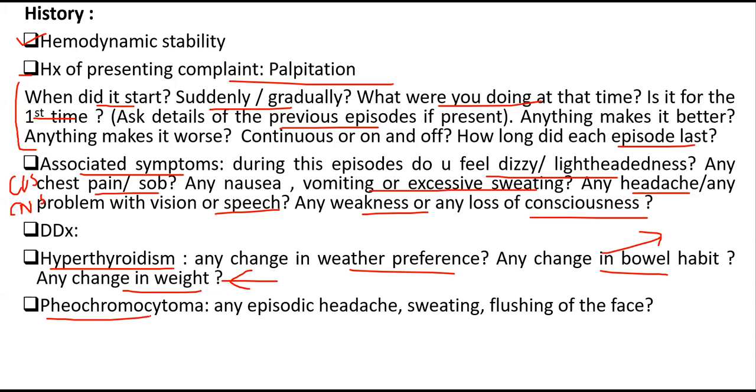Then move on to pheochromocytoma. Pheochromocytoma is a tumor of the adrenal medulla, and most of the time it's a benign tumor, but it presents with a paroxysmal attack of headache, flushed face, sweating, and hypertension. So you can ask the patient about any episodic headache, flushing of the face, or any excessive sweating.